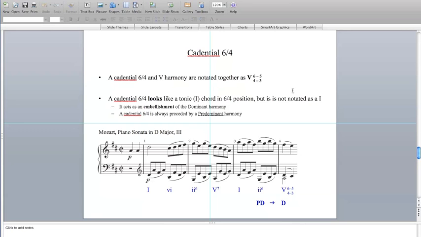If I took out the cadential 6-4 here, you'd still have a 2 to 5 chord, essentially the same basic progression. The cadential 6/4 is connecting those two chords together by means of voice leading.